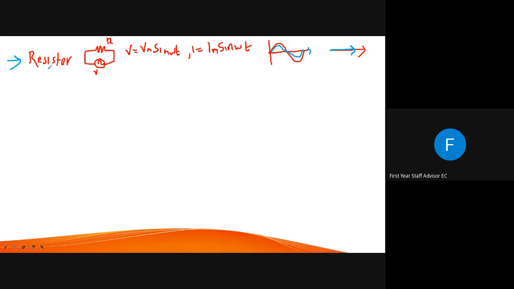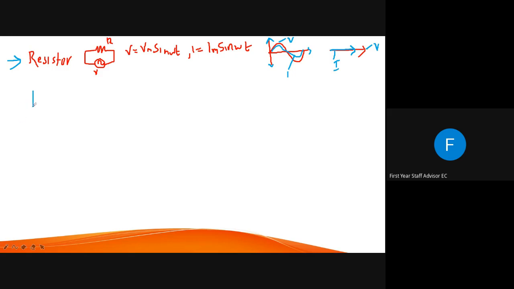Whenever someone asks for some derivation in the question paper, you write the heading: analysis of AC through a pure resistor circuit. Then you draw the circuit diagram, write the expressions V is equal to Vm sin omega t, I is equal to Im sin omega t, and based on that I and V, you draw the waveform and also the phasor diagram. Here everything should be clear. This is of voltage, this is of current, and here also this phasor is of voltage, this is of current.